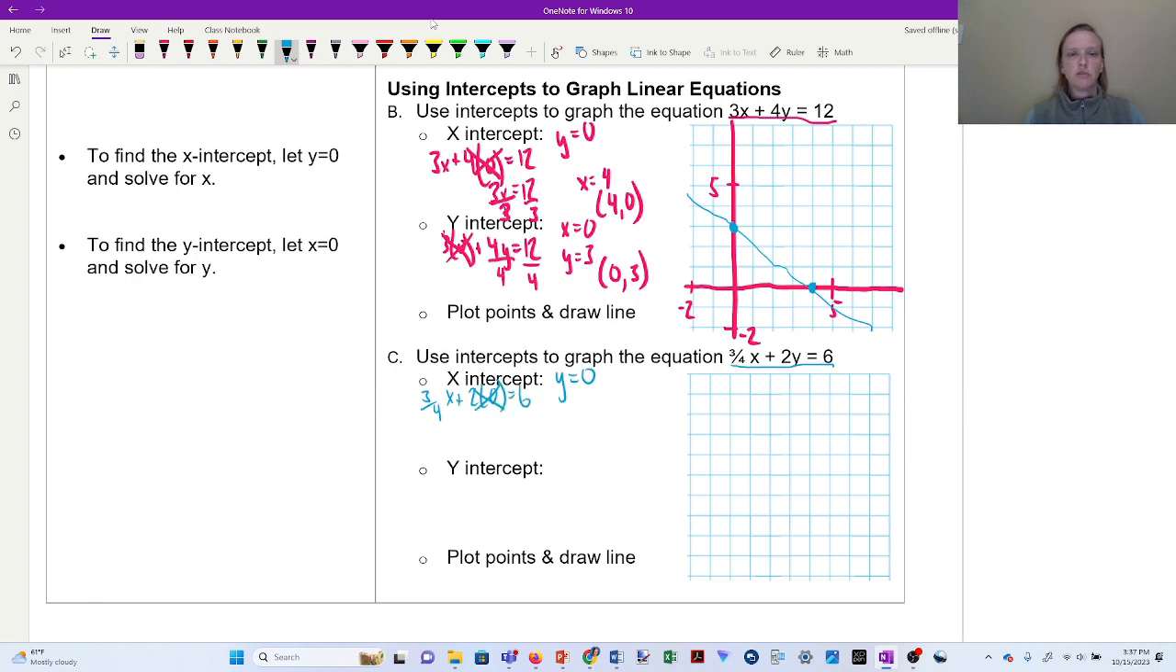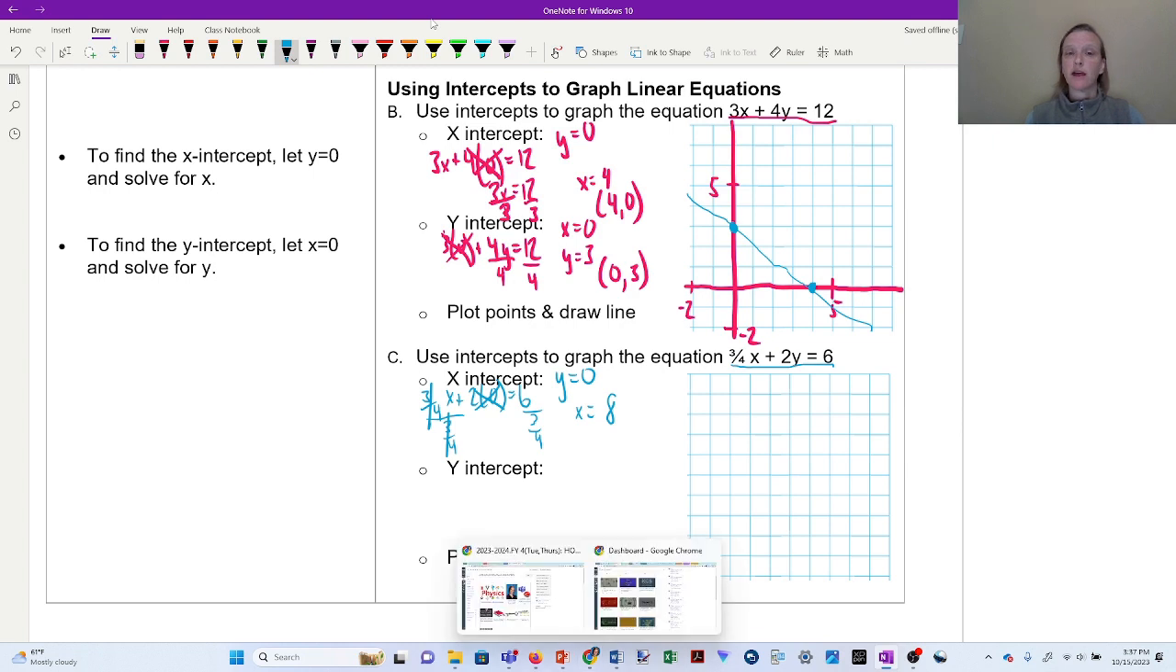This term disappears. To get x all by itself on one side of the equation, I divide both sides by 3/4. Of course, when you divide by 3/4, that's the same as multiplying by 4/3. When you do that, you get that x equals 8. 6 divided by 3/4 is 8, and the 3/4 cancels out on the left side. And so now we have the point (8, 0) as a point on our graph.